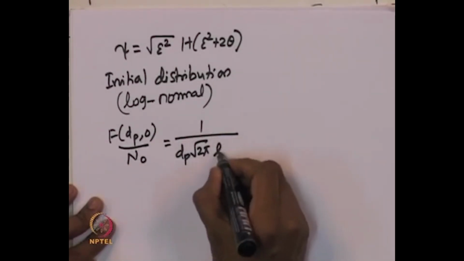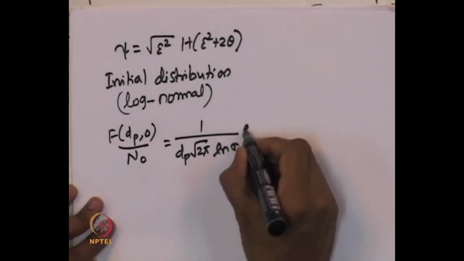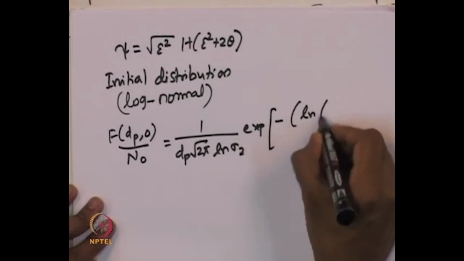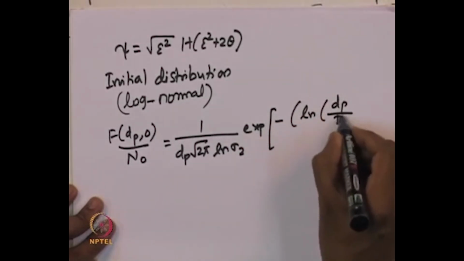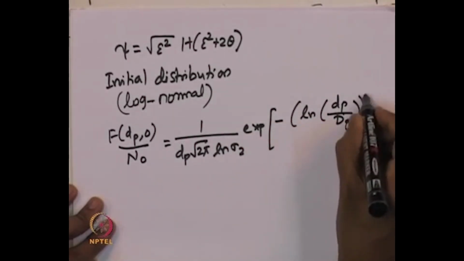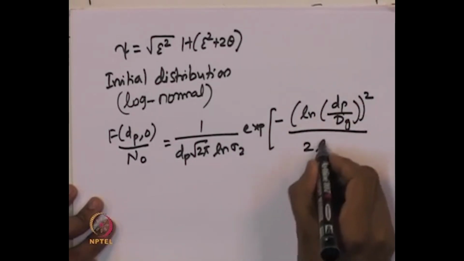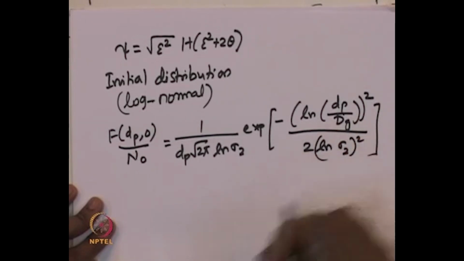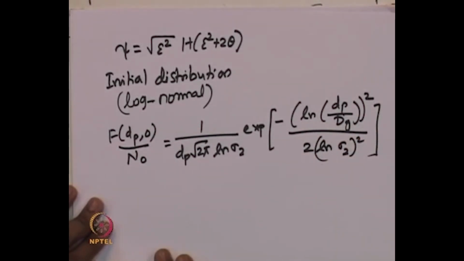Root 2 pi into ln sigma 2 into exponential of minus ln dp by d star dp by dg the whole square divided by 2 ln sigma 2 and square of that. So, that is the initial distribution. Now, if you know the initial distributions, then we can actually introduce the transformed variables.